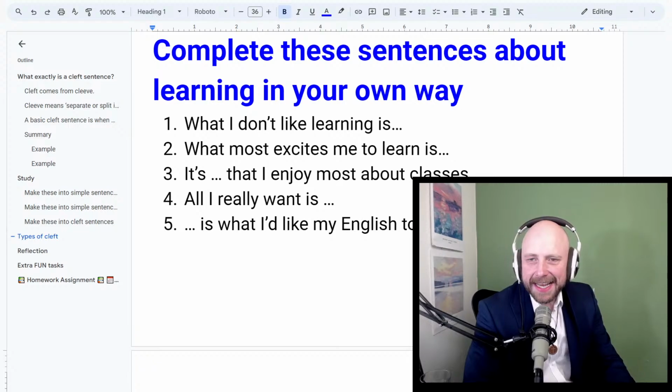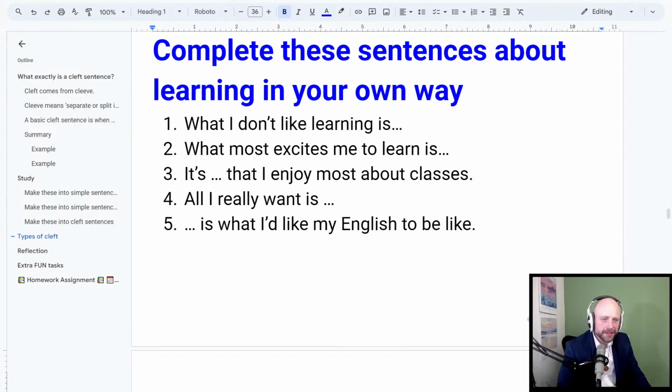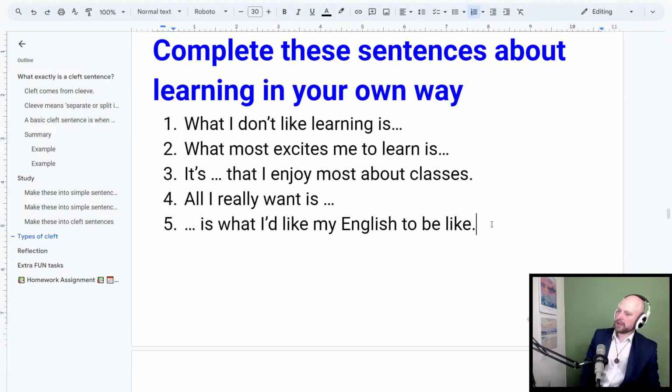So complete these sentences about learning in your own way. You can choose which one you want to complete. You don't have to complete them all. Choose any of those, 1 to 5. Complete them in your own way. Post them in the chat. For example, What I don't like learning.